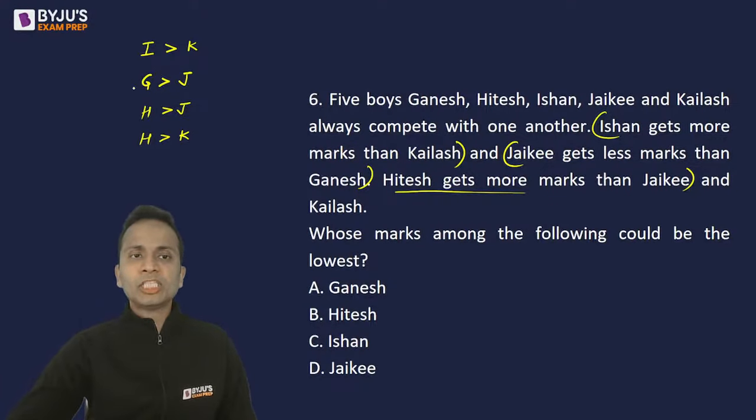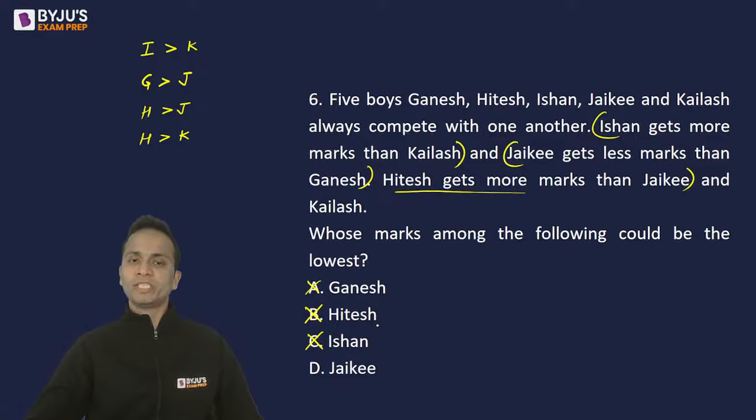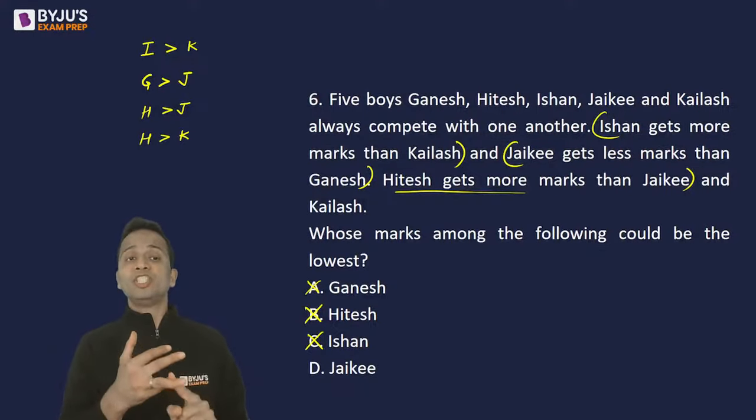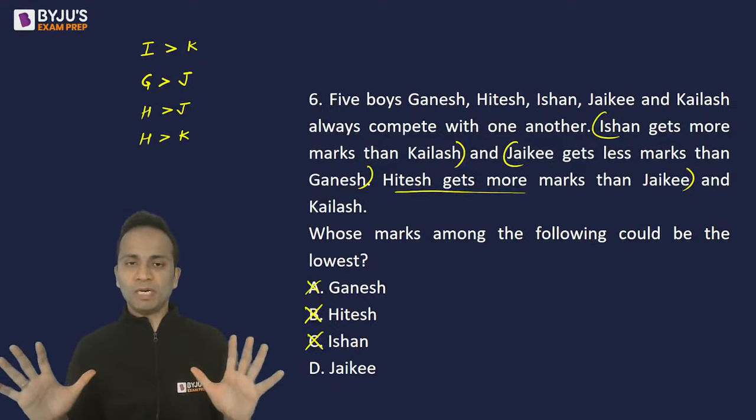Because Ganesh has more marks than Jackie, Ganesh cannot be the lowest. Hitesh has more marks than Jackie and Kailash, so Hitesh cannot be the lowest. Also, Ishan has more marks than Kailash, so Ishan cannot be the lowest. So out of these five, either Kailash or Jackie can have the lowest marks.